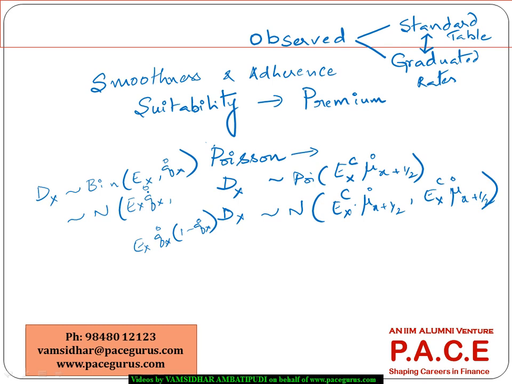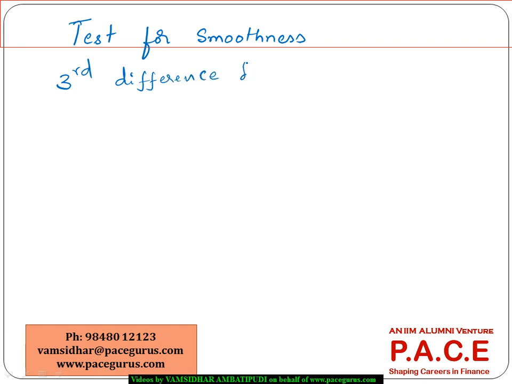So here now come the various tests. The first test is the test for smoothness in the data. Whatever the graduation model we are using for the graduation purpose, the best way to test for smoothness is to take the third difference. Whatever the model which we are using, take the third difference of the graduated rates.